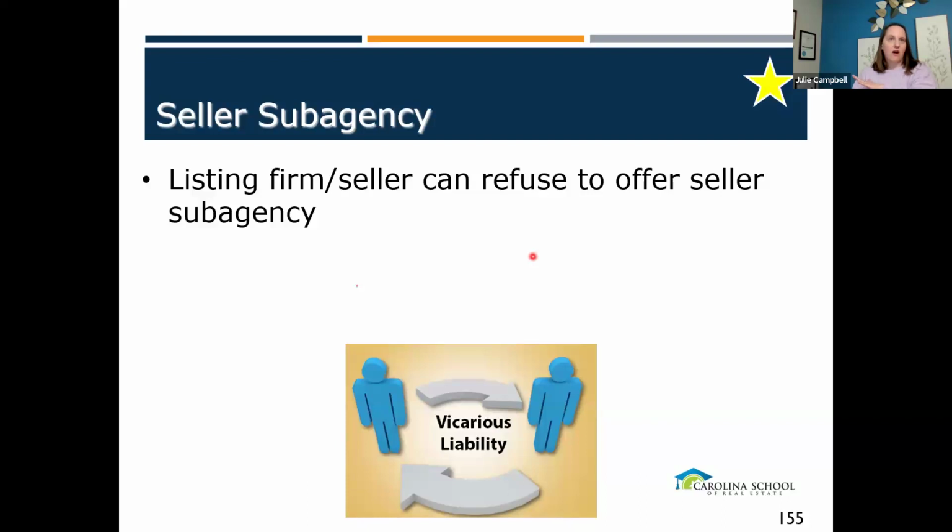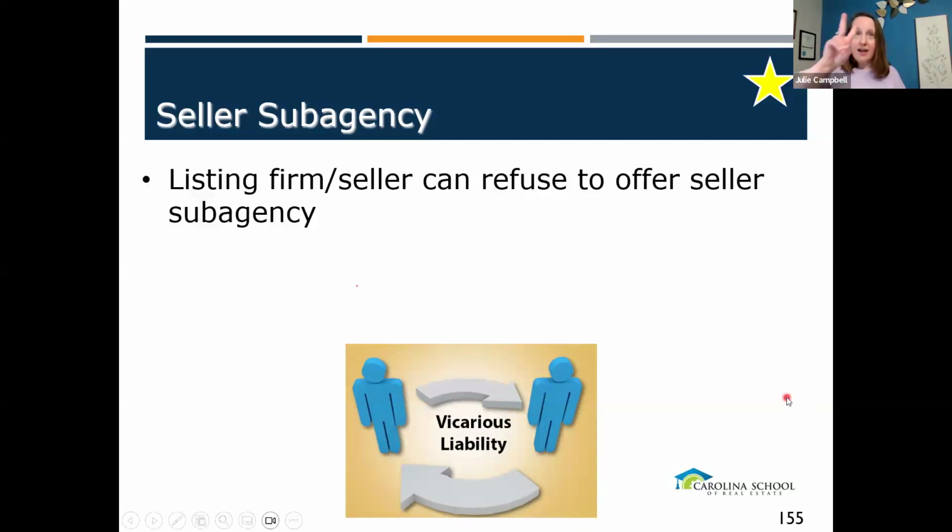You don't know what their ethical conduct is. You know absolutely nothing about this person. But when we agree to do seller sub-agency, we agree to let this stranger hang out over here with us. And if they mess up, we could be held liable. Not just the firm, but also the seller could be held liable for their actions. So a big reason why we're not seeing this version of seller sub-agency anymore is because of that vicarious liability.